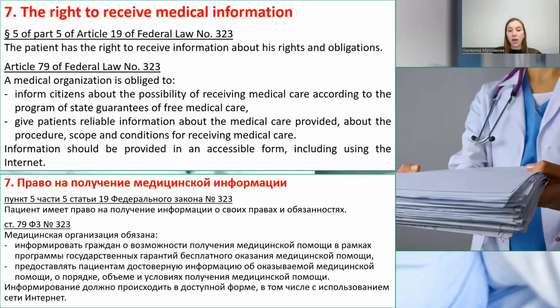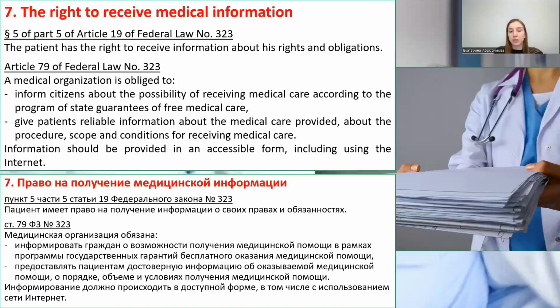According to Article 79, a medical organization is obliged to inform citizens about the possibility of receiving medical care according to the program of state guarantees of free medical care, to give patients reliable information about the medical care provided, about the procedure, volume, and conditions for receiving medical care. This information should be provided in an accessible form, including using the internet.